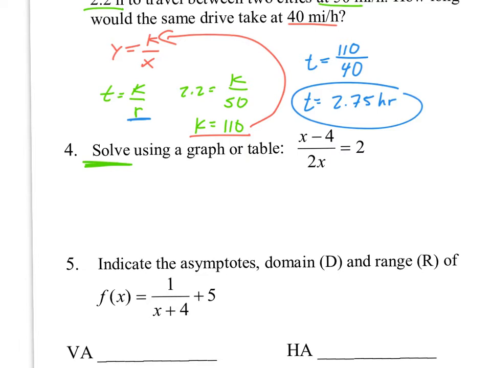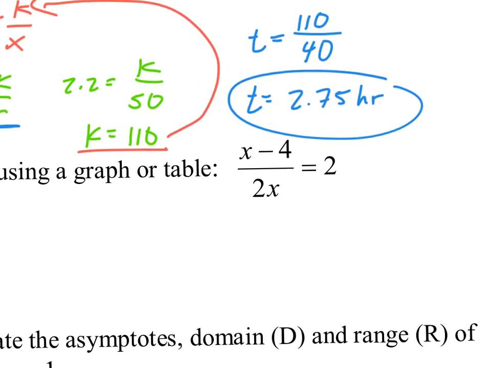In this case, we've got this denominator 2x. In order to get that denominator out of there, I need to do the opposite of what's going on here. So we see we've got a division sign there, so I'm going to multiply both sides by 2x. Whenever we do that, these two x's are going to cancel out here, and now I'm left with x minus 4 equals 4x, because that 2 times 2 gives me 4x.